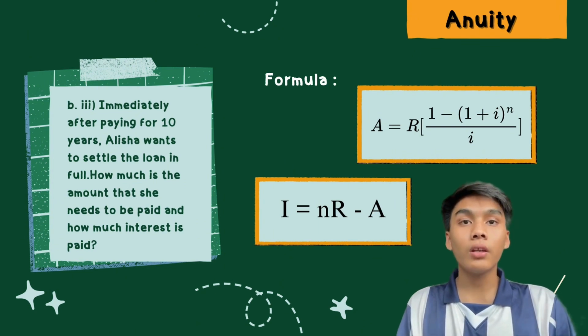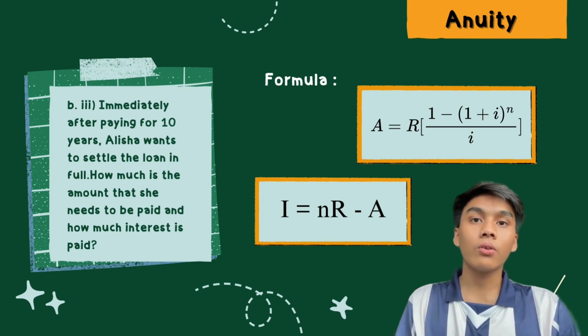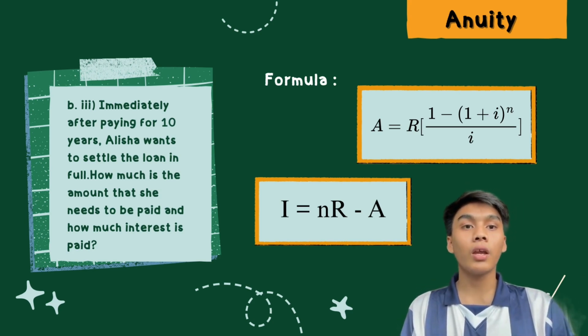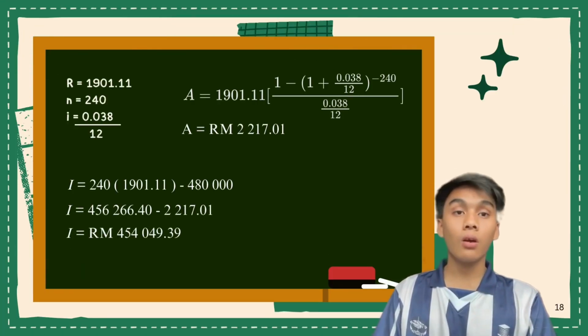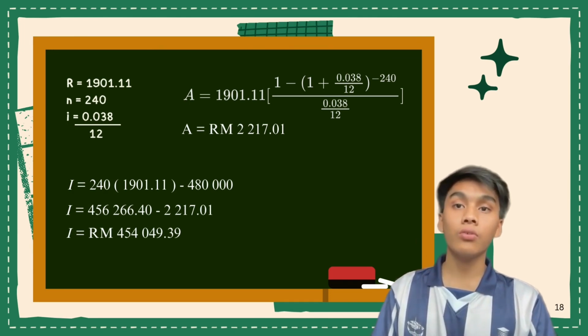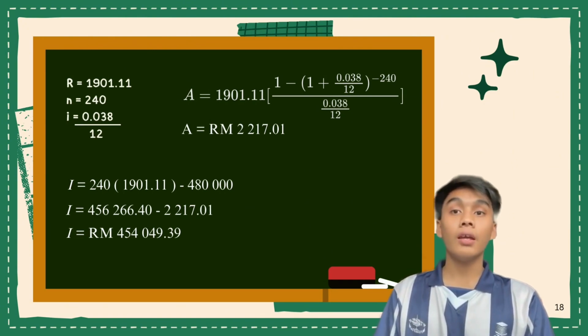The formula to find the amount that she needs to pay is A equals R multiplied by 1 minus the open bracket 1 plus i close bracket to the power of negative n over i, and the formula to find the amount of interest paid is I equals n multiplied by R minus A. Okay, now you can put all the information that has been given into the formula. So the answer to the amount that she needs to pay should be 2,217.01, and the answer to the amount of interest paid is 454,049.39.